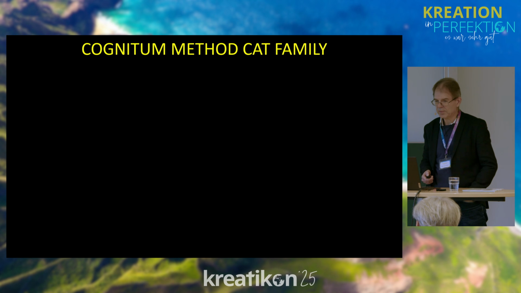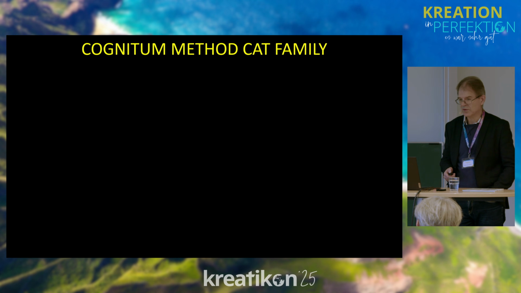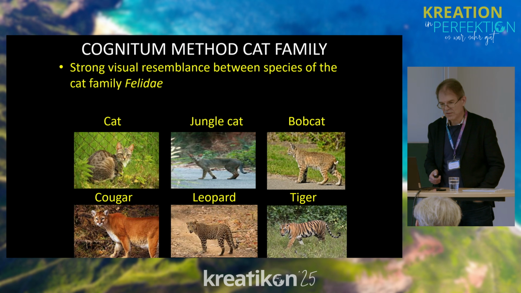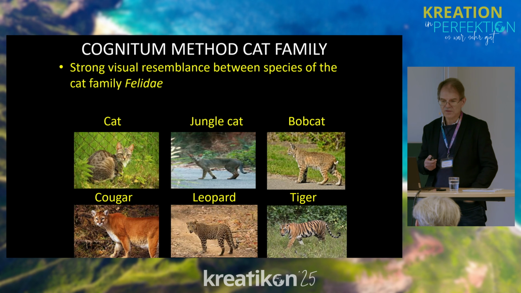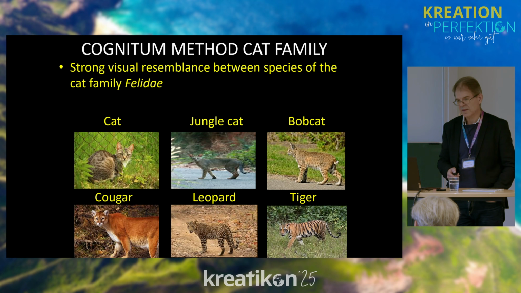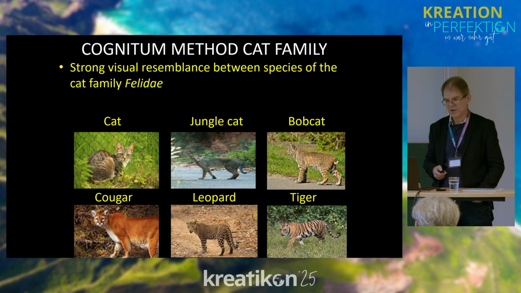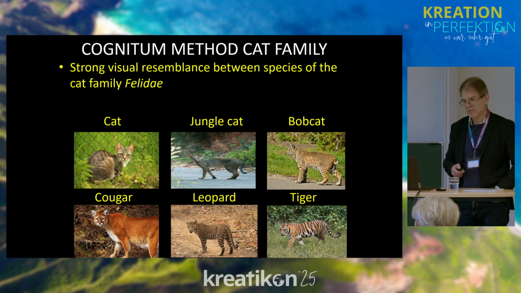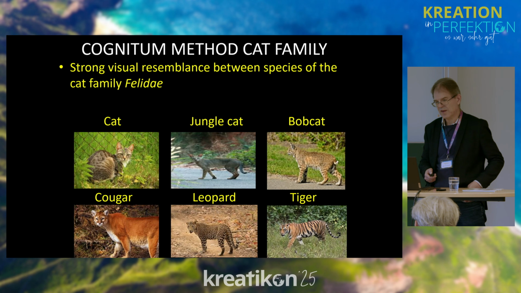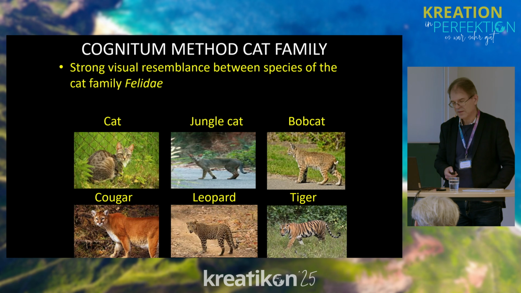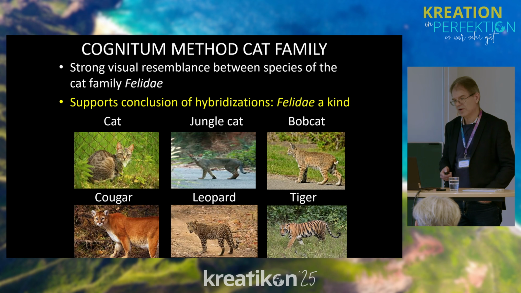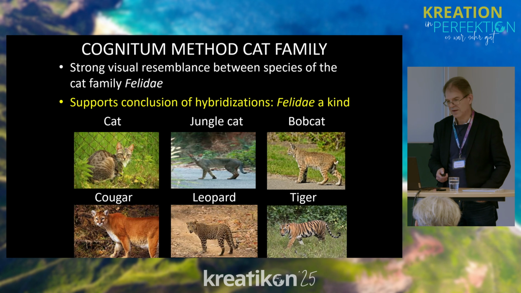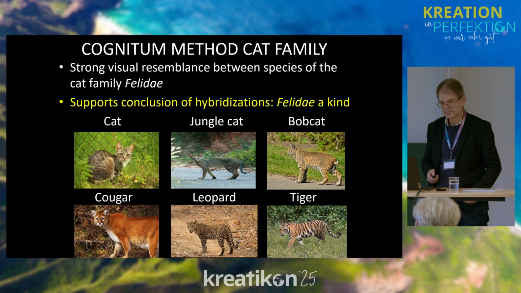And then, let's apply the cognitum method to the cat family. So we see here different members of that family: the cat, the jungle cat, the bobcat, the cougar, leopard, and tiger. They do have strong visual resemblance, and we already know from the hybridization experiments that they seem to belong to the same kind. And then the visual resemblance supports the conclusion of the hybridization experiment that Felidae is in fact a kind.